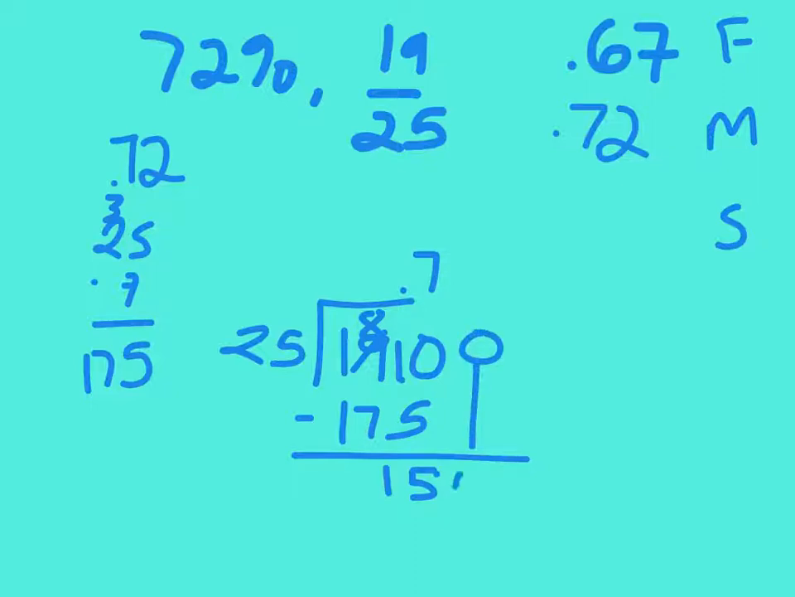Add another 0, bring it down. 25 goes into 150 6 times. 6 times 25 is 150. And so my sister, she made 0.76 of her shots. So the question asked us, who made the fewest number of their shots? And the answer is, our friend did. He or she only made 0.67, while my sister and I made 0.72 and 0.76.